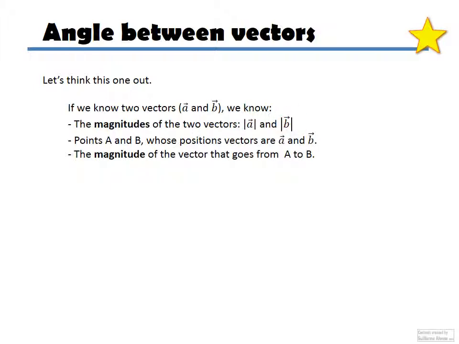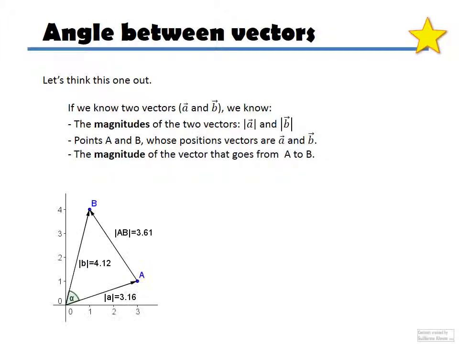So we have points A and B, and the position vectors of those are vector A and vector B. That's how to go from the origin to the point. And the magnitude, of course, of the vector that goes from A to B. That's what I'm going to have. So what do I have?